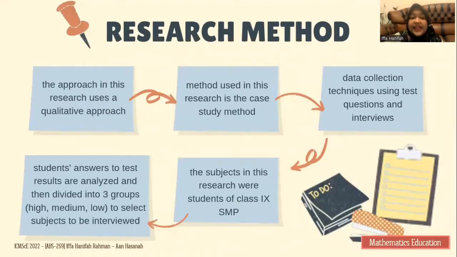And next, let's discuss research and method. The approach in this research uses a qualitative approach, and the method used in this research is the case study method, and the data collection techniques use test questions and interviews. The subjects in this research were students of class 9 of junior high school. After students' answers to the test were analyzed, they were divided into 3 groups: high, medium, and low ability groups, to select a subject to be interviewed.